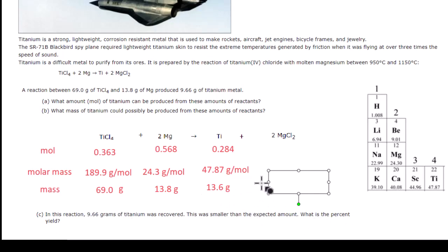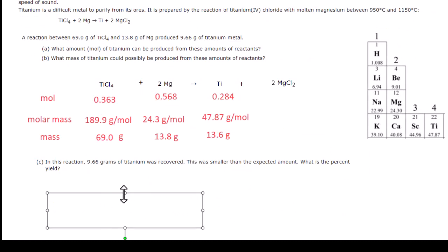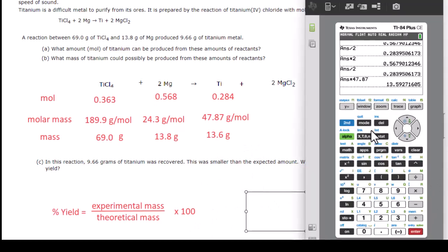What's the percent yield? Well, there's a simple formula for percent yield. It's a logical one. Percent yield tells you how much you actually got compared to what you theoretically should have gotten. You know, in chemistry, we can figure out theoretically how much could be made. That's what all these numbers are for. That's what we learn moles and atomic weights for. You take your experimental, what you got, 9.66, divide it by what you theoretically could have gotten, we calculated this, 13.6, and then multiply by 100. I've got my 13.6 still in my calculator.